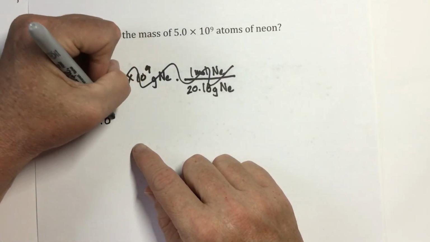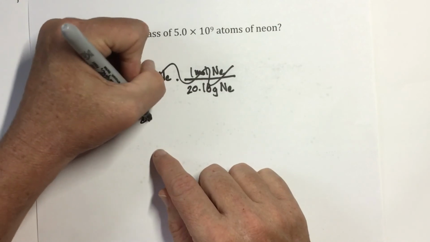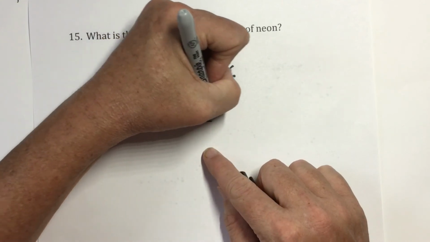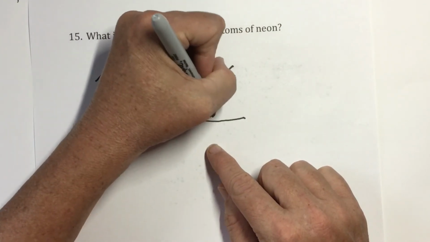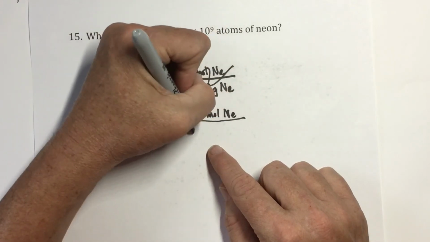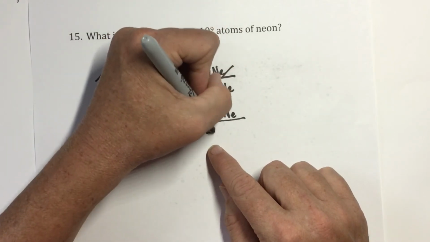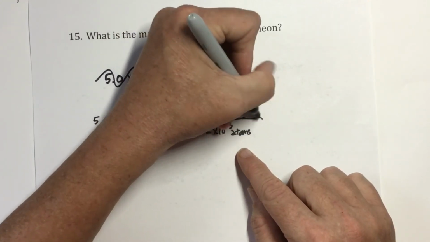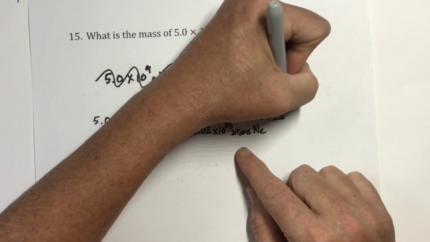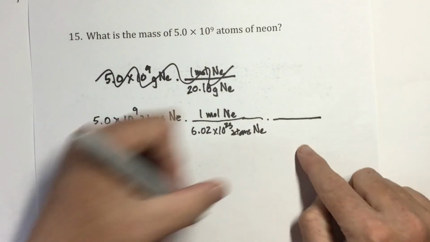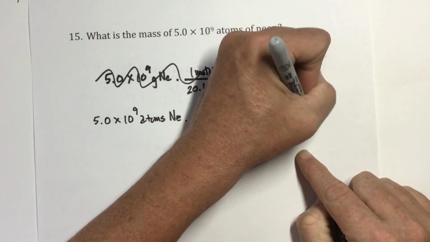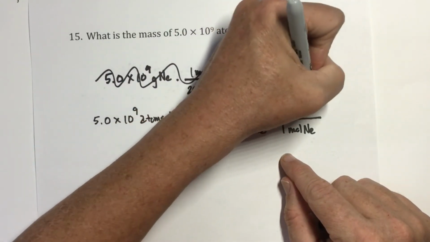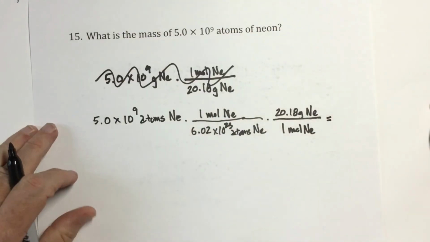5.0 times 10 to the 9 atoms of neon. I want to convert that to moles, so I know that 1 mole of neon is equal to 6.02 times 10 to the 23 atoms of neon. I'm trying to get this into grams, so I further know that 1 mole of neon is equal to 20.18 grams of neon.